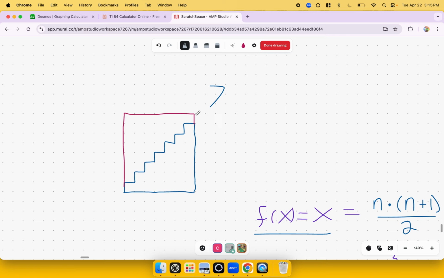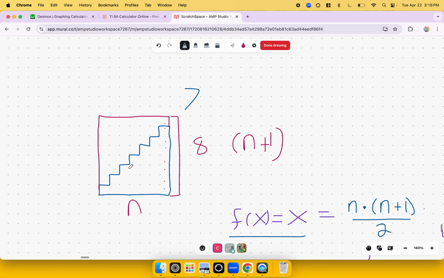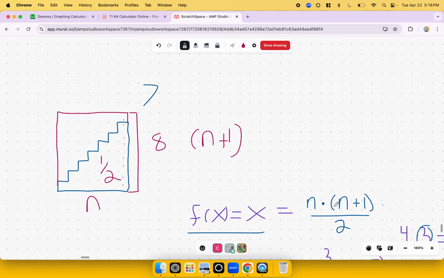So how tall is that rectangle? Well, that rectangle is going to be 1, 2, 3, 4, 5, 6, 7, 8. 8, aka n plus 1. Right, the number of segments I have plus 1. It's always that in this case whenever we have the 1 interval. And then I've got 1, 2, 3, 4, 5, 6, 7. Right, it's n wide. And it takes up how much space? 1/2. So we plug it into this formula.